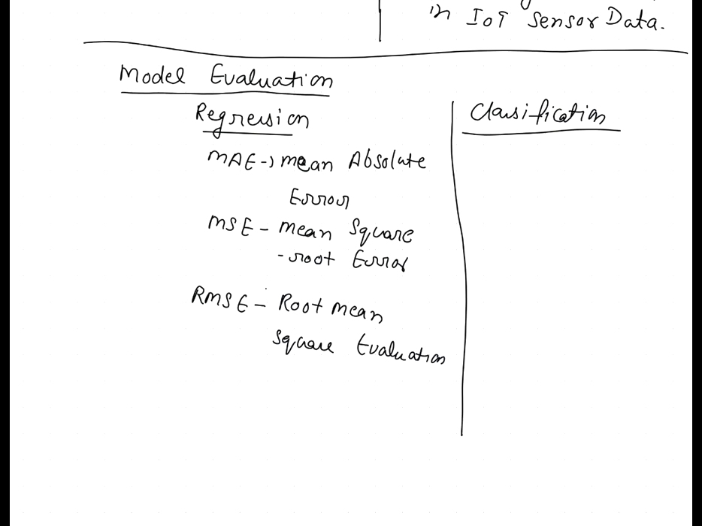Okay. In classification, you will use accuracy. This is 1, this is 2, this is 3. The first one is accuracy.